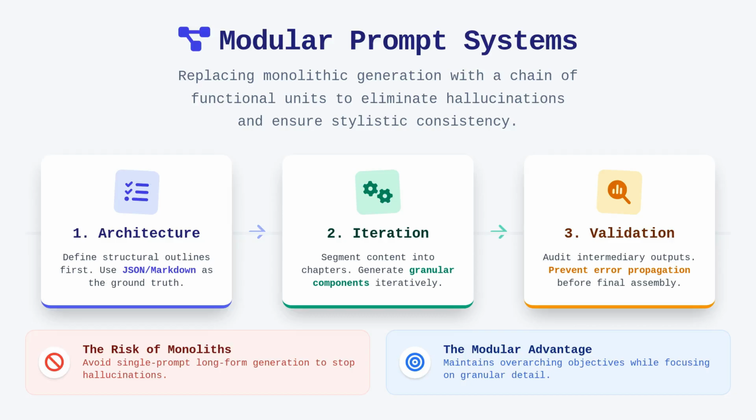Imagine delegating the outline creation to an initial prompt, utilizing the structured list as an intermediary file, and then feeding that JSON or Markdown list into a series of iterative calls to generate the body paragraphs. This ensures that the model maintains a clear understanding of the overarching objective while remaining focused on the granular requirements of the current segment. Such a workflow provides a mechanism for auditability, as you can verify the validity of the intermediary outputs before they propagate errors into the later stages of the chain.